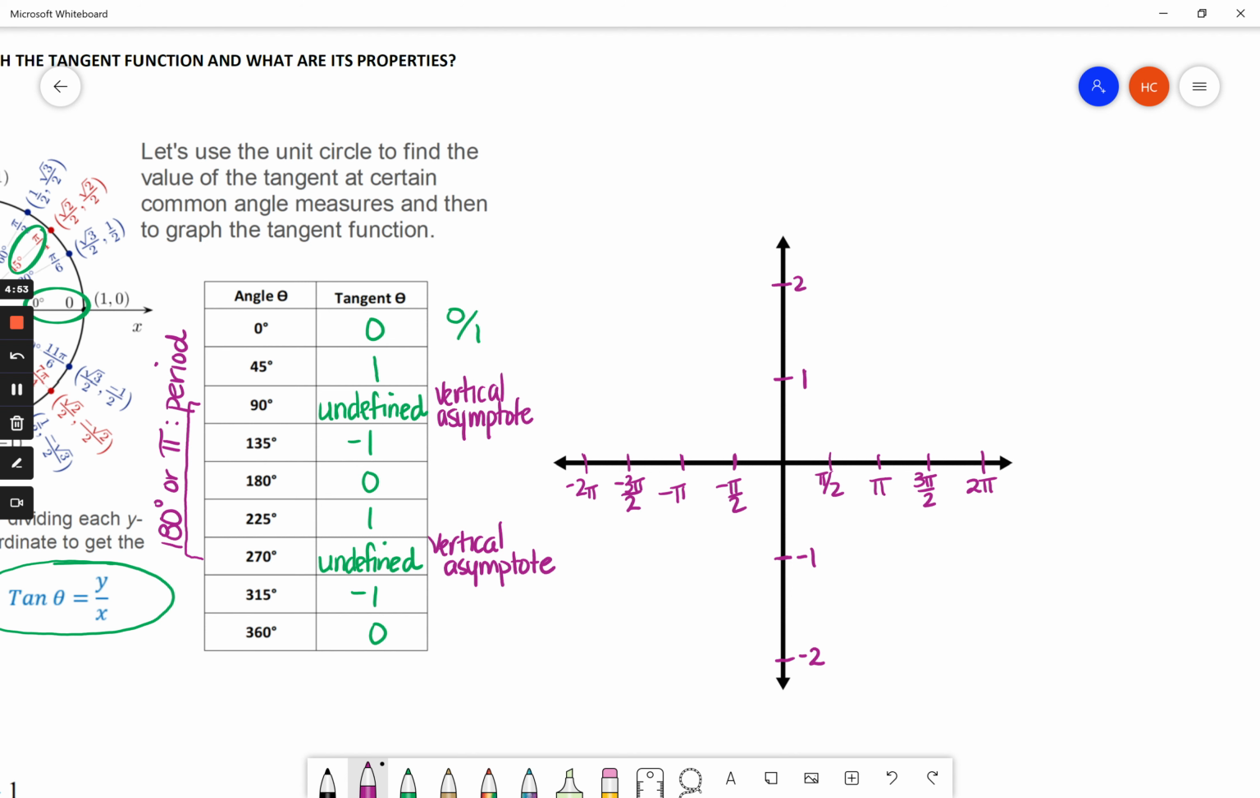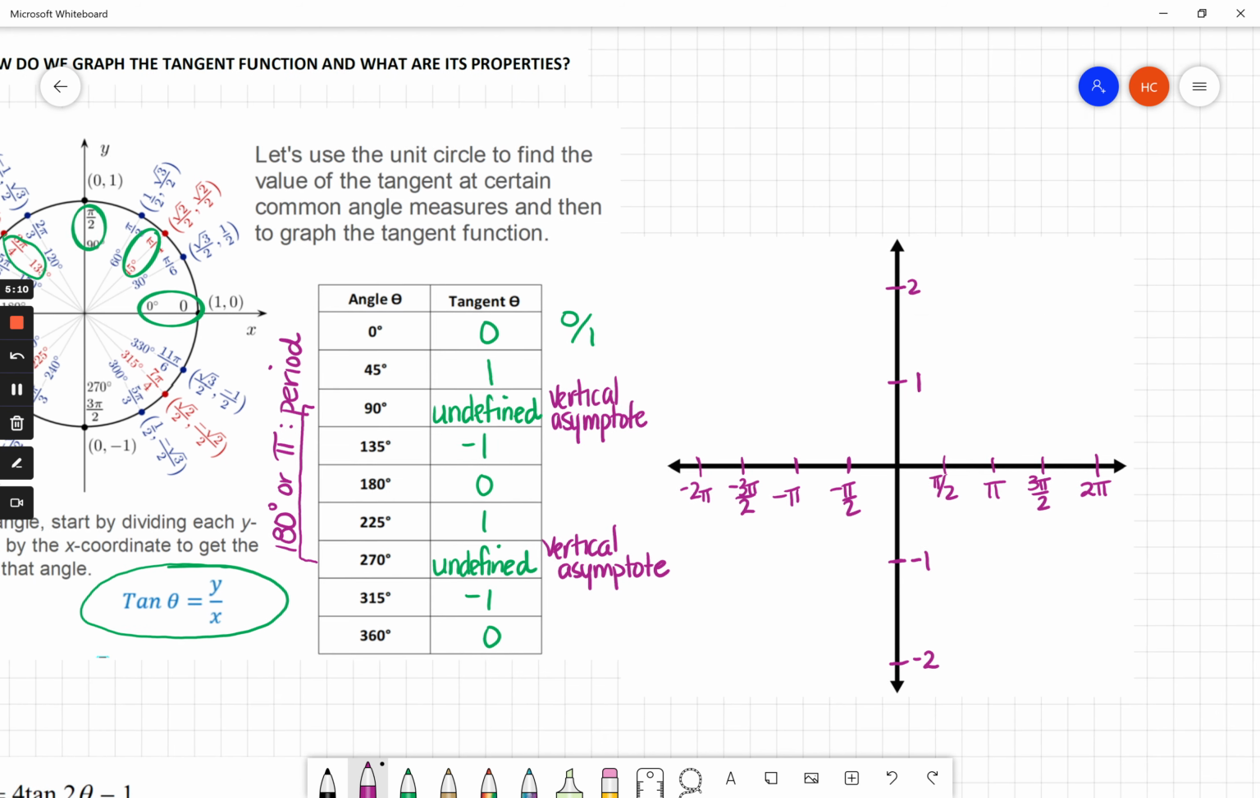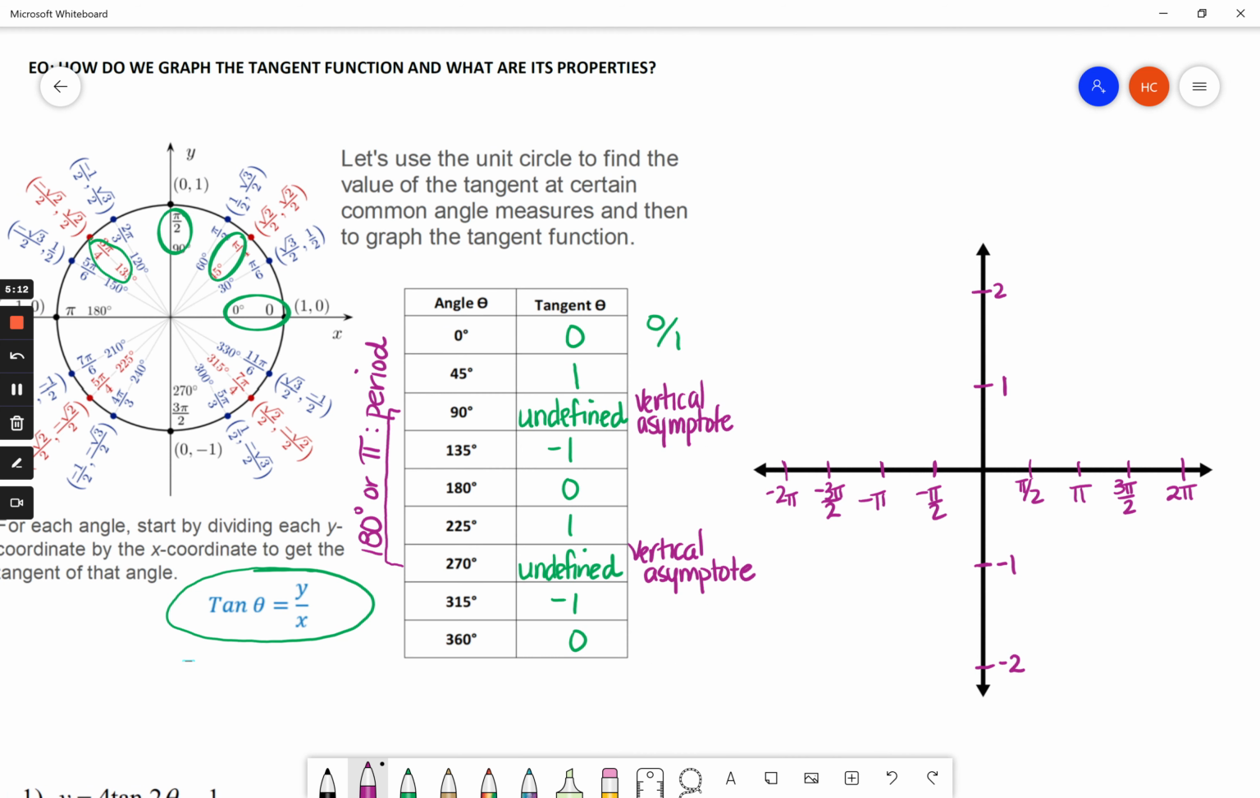Basically, all we've done is label our x and y axis, and we're going to plot the values found in the table. I guess I should have stuck to labeling my angles with degree measures, but a lot of the homework is solely in radians, so that's why I went ahead and changed it. So if you look at the unit circle, if you have forgotten your radian measure, 45 degrees is just pi over 4, 90 degrees is just pi over 2, and so forth.